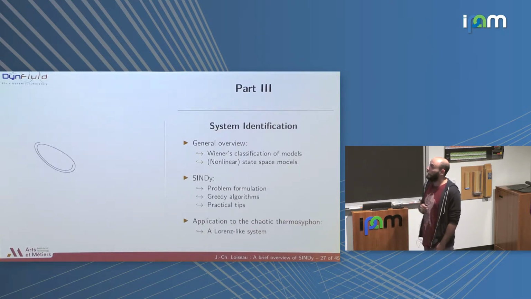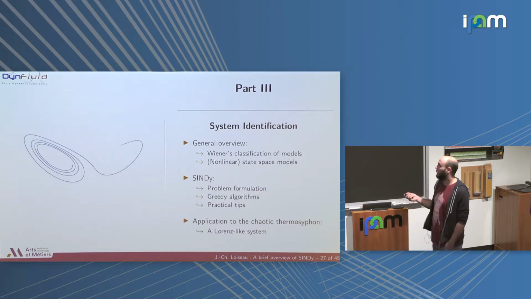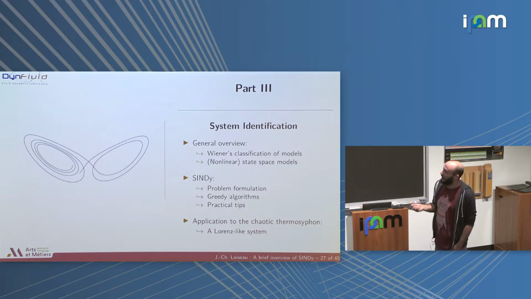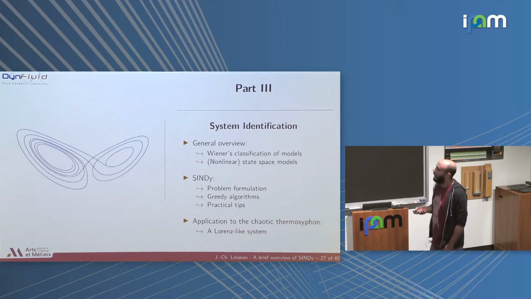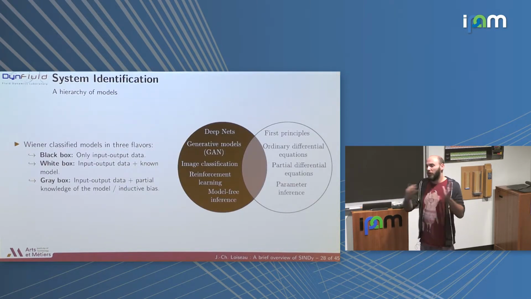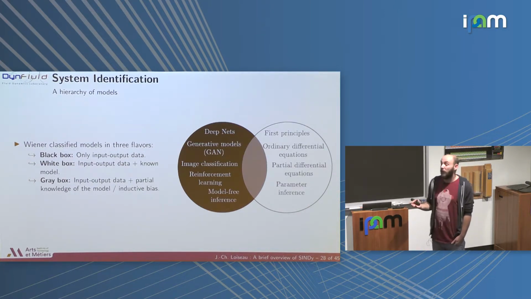For that, we're going to use system identification techniques. Whoa, I'm going super fast. We're going to use SINDy, that Steve has introduced briefly before. But first, we have a whole hierarchy of models we could use, classified by Wiener in 3 different flavors. We have black box models, where we only use input-output data and don't really care about what's in between. That's basically what a neural net does: you fit it with input data and output, and you try to make it fit the output of your system.